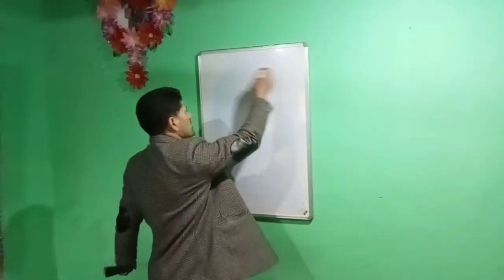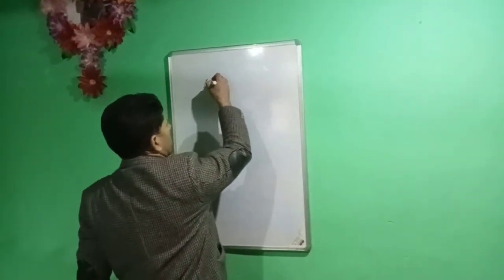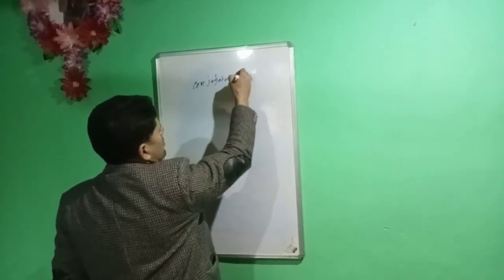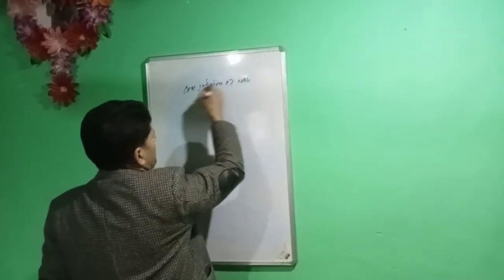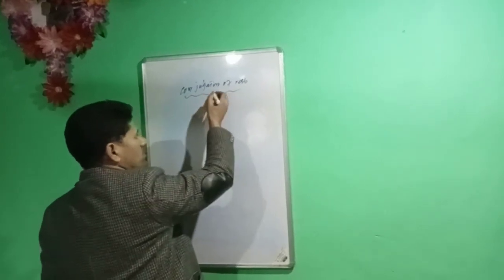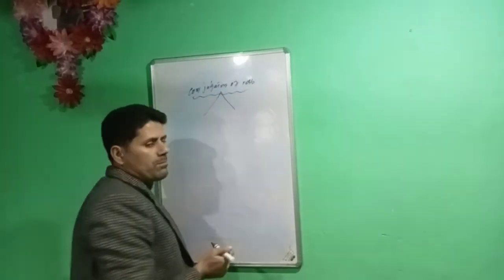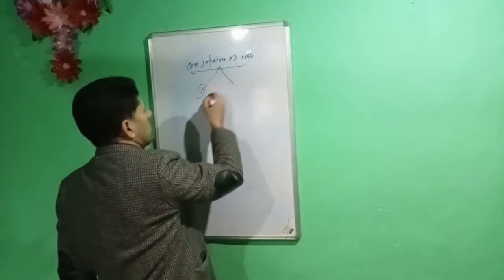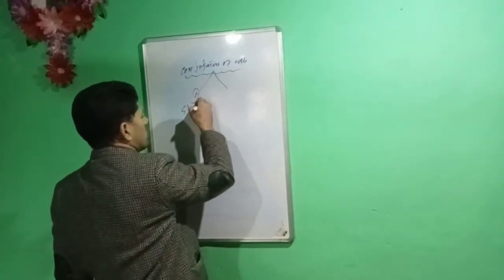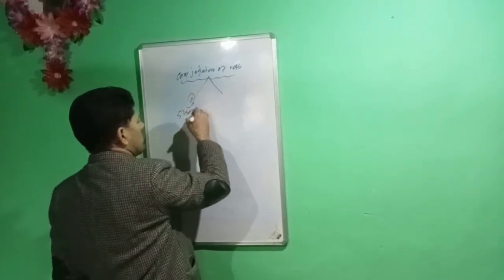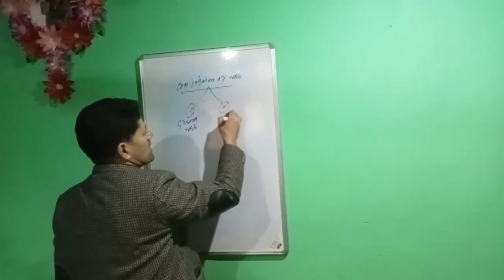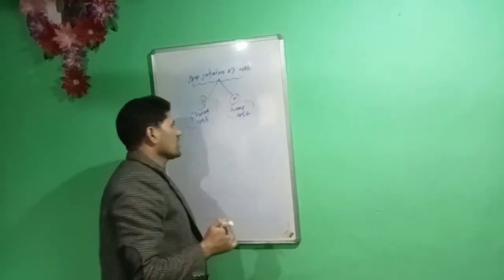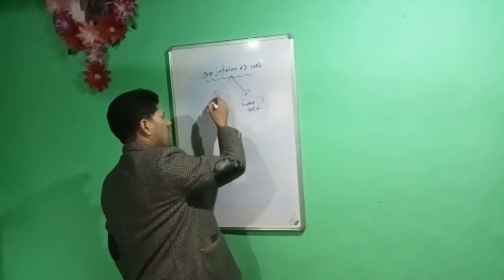I will write down here, conjugation of verb. Conjugation of verb has two main components, two parts, two types. Number one is known as strong verb, while the other part is known as weak verb. A very interesting point which we have to take in here.